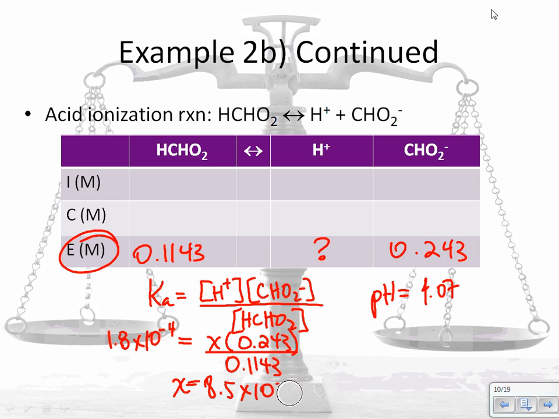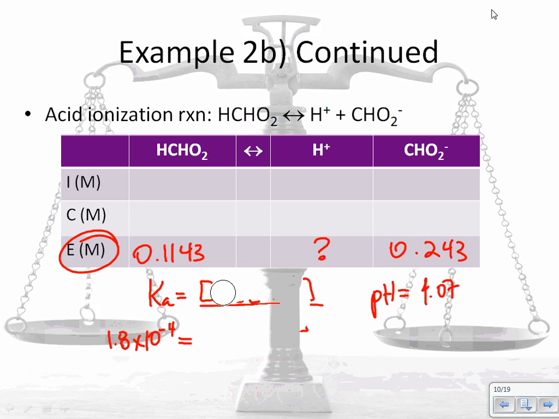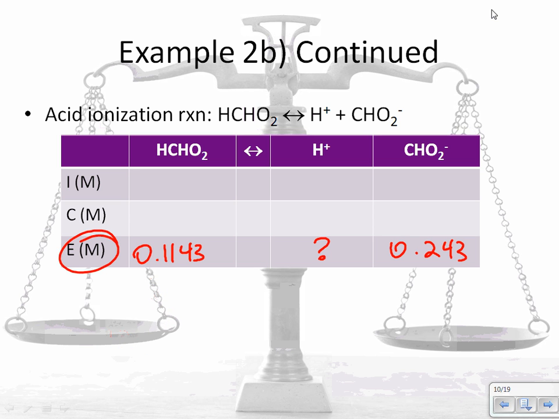Okay, so if I take this out, don't frantically copy this down. I'll give you time after to do it, or you can pause it. I basically just went through the ice chart, but I went through it in moles instead of in concentrations, just to help you understand what was going on. So now my final concentration of my HCHO2 was 0.1143, and my CHO2 minus was 0.243. I still need to find the value for H plus.